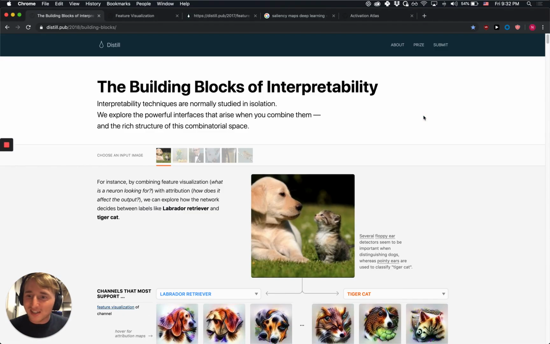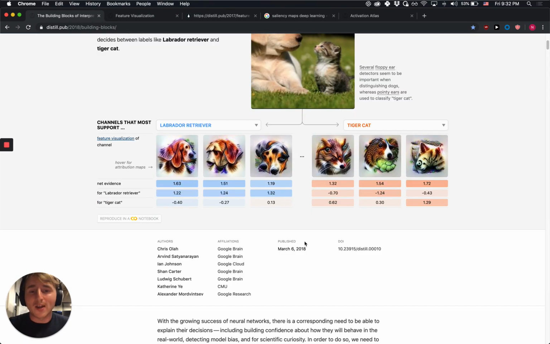I'm on the Clarity team at OpenAI, and today I'm going to be looking at the building blocks of interpretability, which is a paper written about a year and a half ago by people at Google Brain, Google Cloud, and CMU. Some of these people have moved from Google Brain over to OpenAI and work on the team I'm on now, and others still work at Google or at MIT and various places.